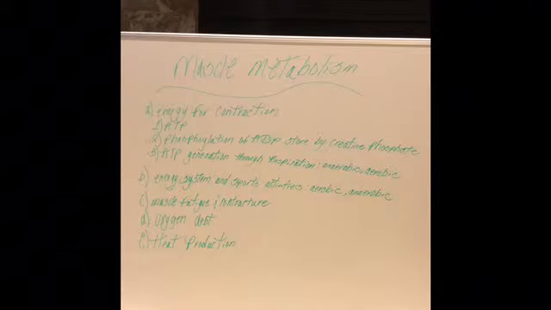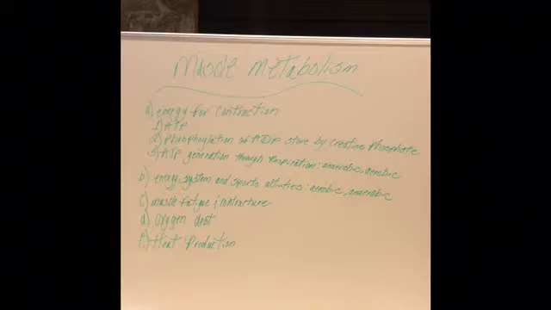aerobic to anaerobic. Muscle fatigue is when the muscle runs out of ATP, and contracture is cramps that occur in the muscle. Oxygen debt means it needs to get rid of lactic acid. And muscles also produce heat.